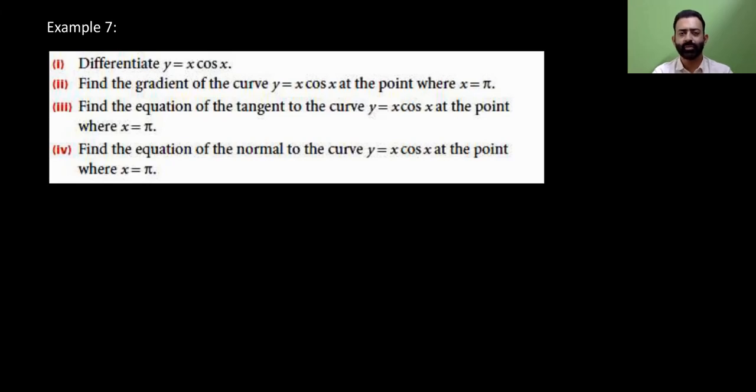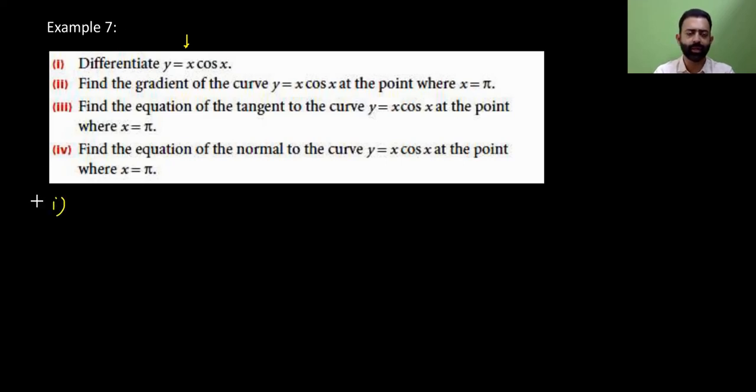So now let us solve some questions on derivative of trigonometric functions. First example is that we have to differentiate y is equal to x cos x. As you can see, there are two functions in the product. One is algebraic, which is x, and second is trigonometric, cos x. So obviously we have to apply product rule.